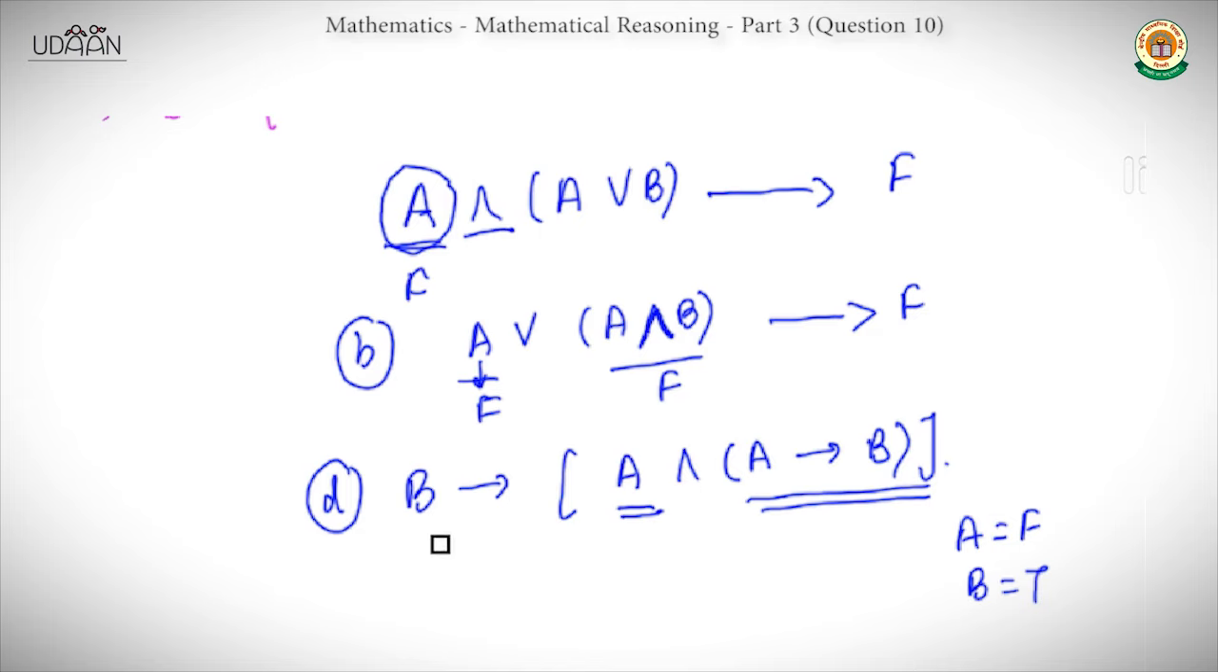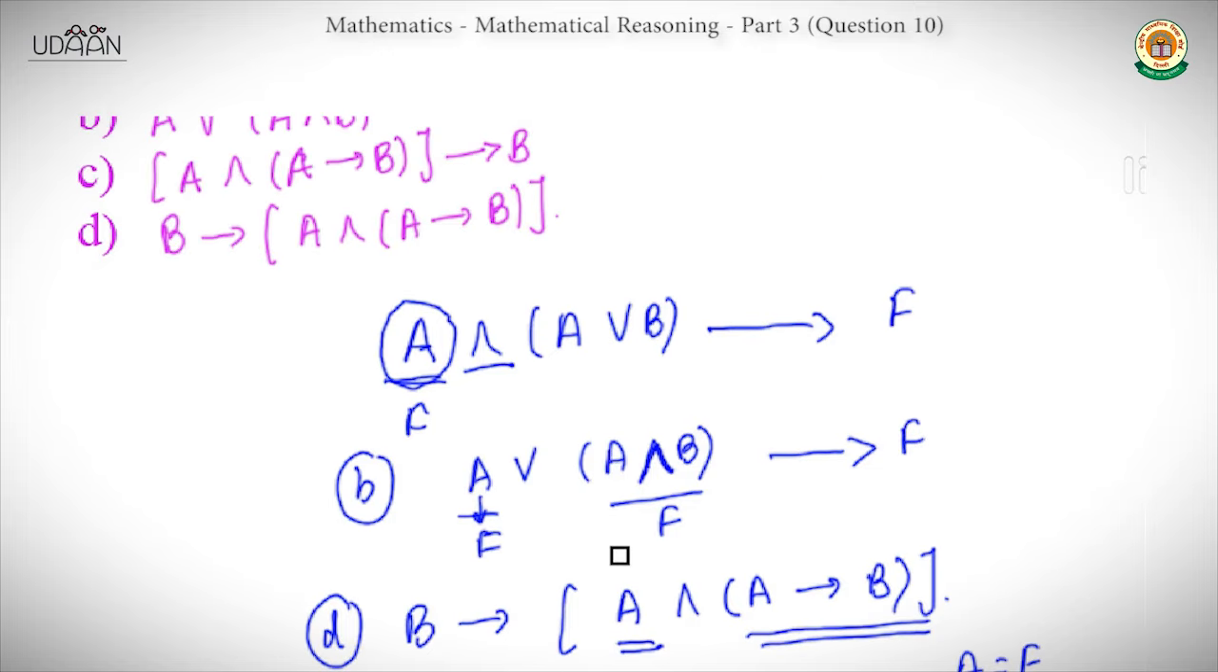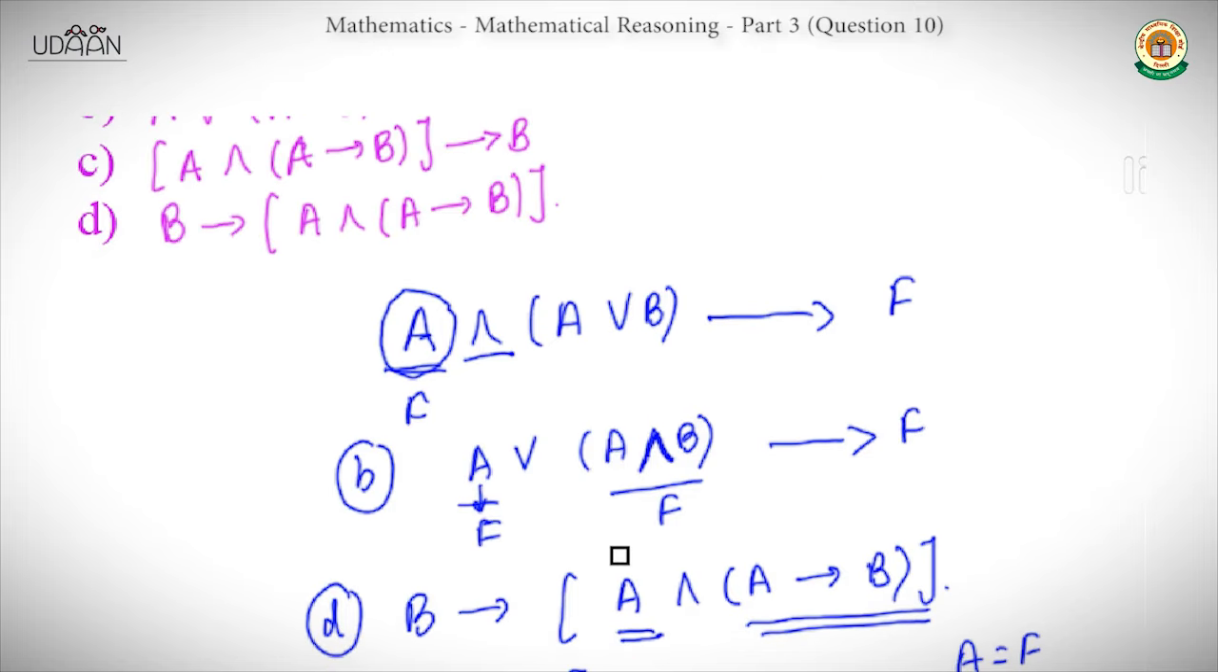And if B is itself true, the entire statement will be a false statement. Correct. So we are left with option C now. We know that is the correct answer, but let's still go through it and check what is going on, because option C is a little tricky.